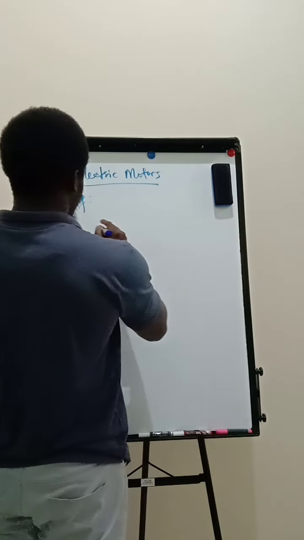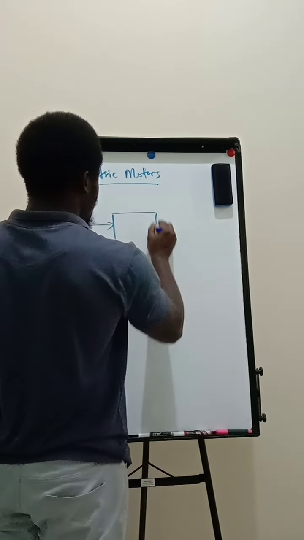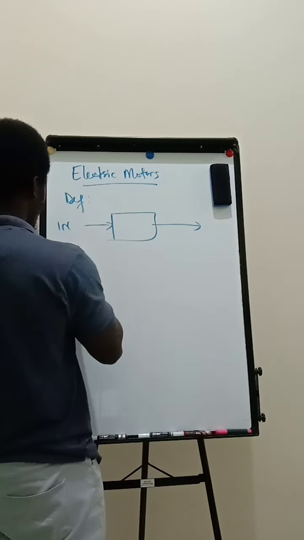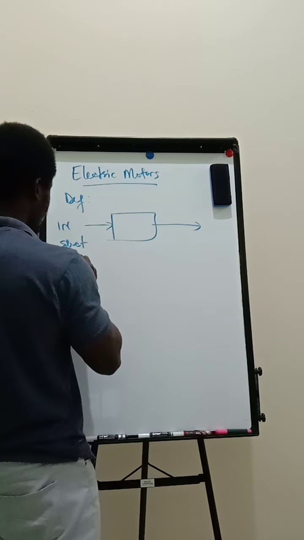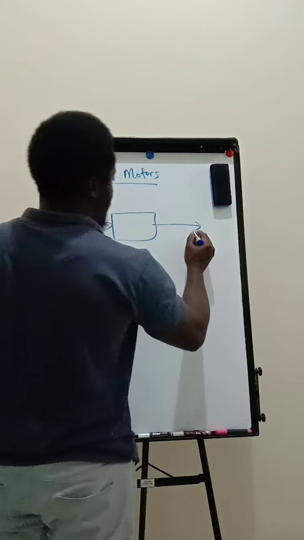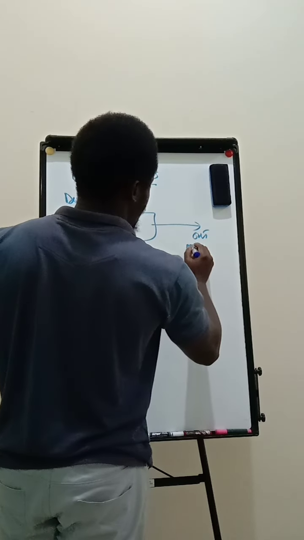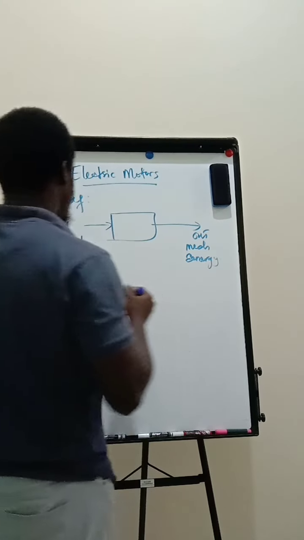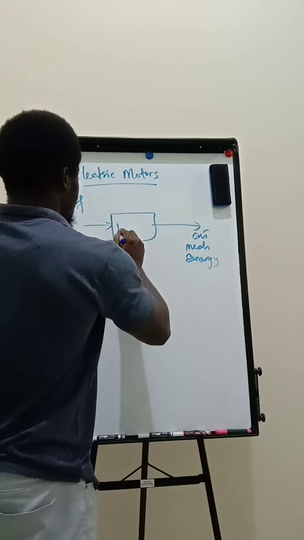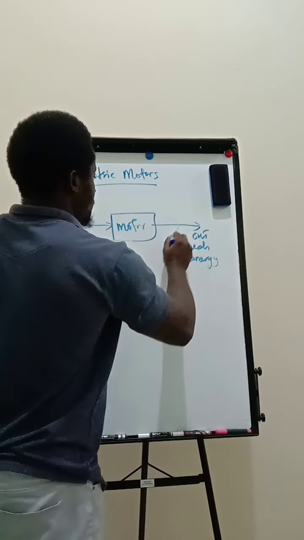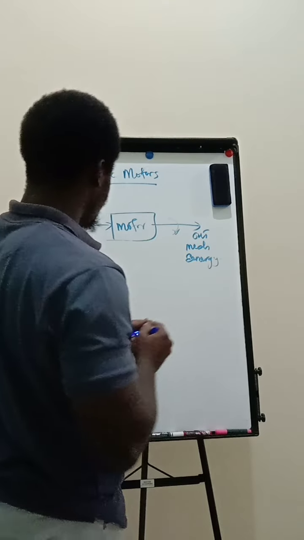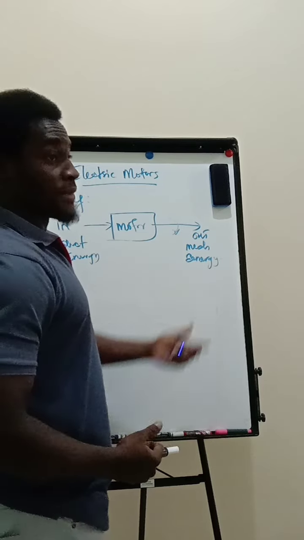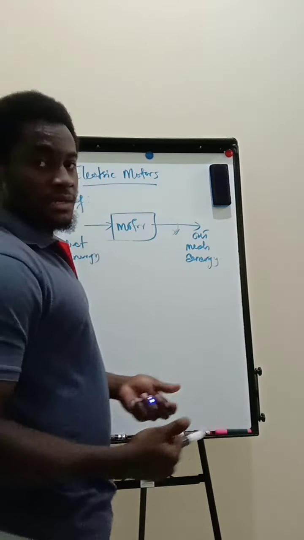An electric motor is any machine which converts electrical energy to mechanical energy. So at the input, we have electrical energy, and then at the output, we have mechanical energy. Basically, this is the motor. It comes in the form of rotation. At the input, we inject electrical energy, while at the output, we get mechanical energy. That kind of machine is called an electric motor.